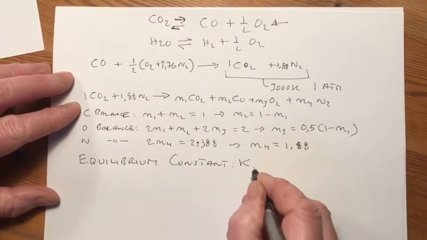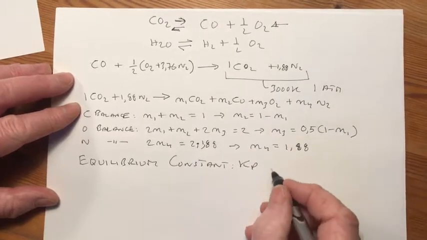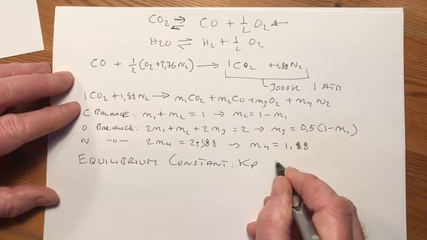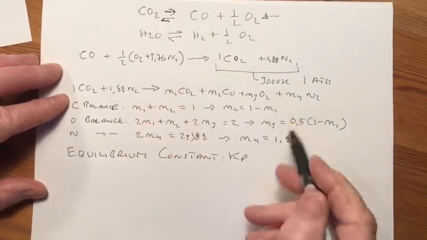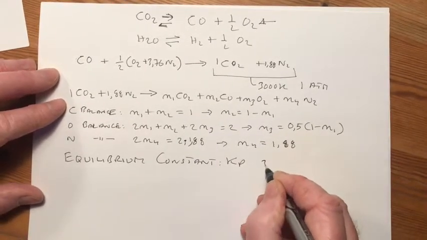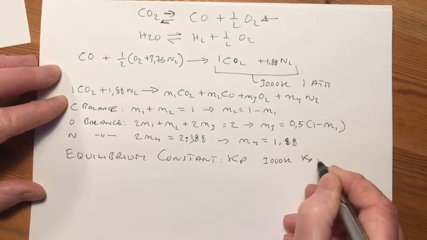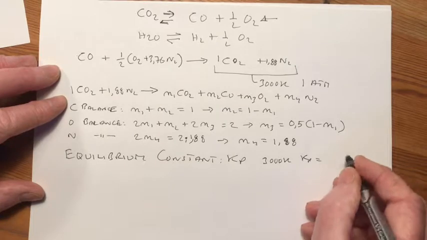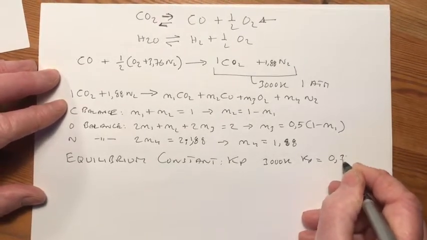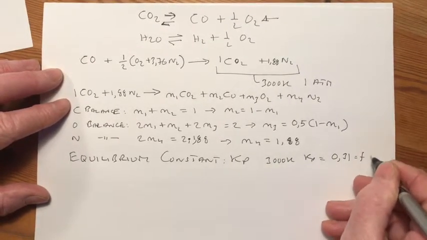This is often given the sign Kp. Kp refers to the reaction which is given up here. The Kp value for this reaction at 3000 K is equal to 0.31, and this is actually only a function of temperature.